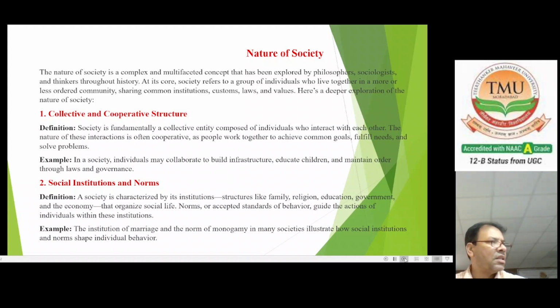The first important point is collective and cooperative structures. Society is fundamentally a collective entity composed of individuals who interact with each other.